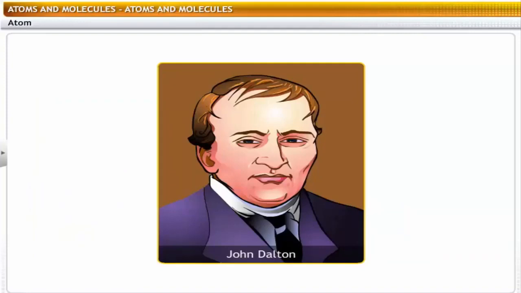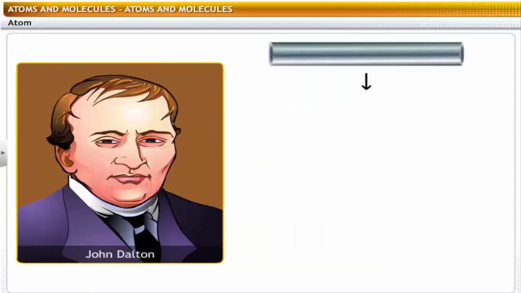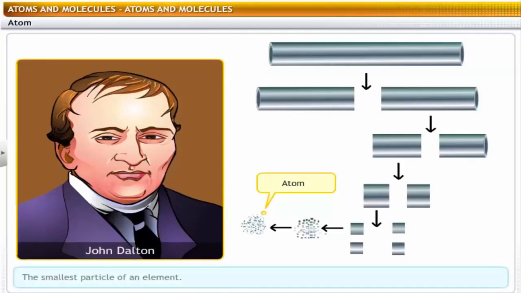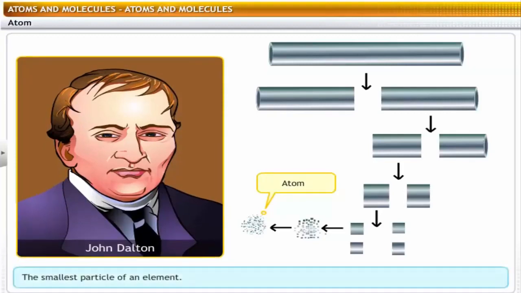After a series of experiments with various substances in different states, Dalton concluded that all matter must be composed of tiny particles which cannot be further divided. He called them atoms. So an atom can be defined as the smallest particle of an element.